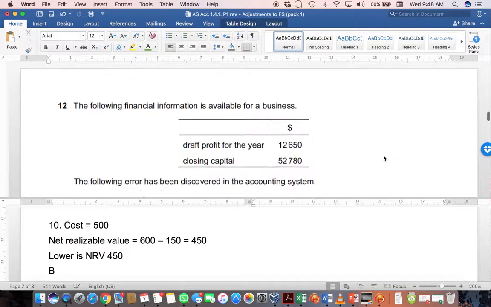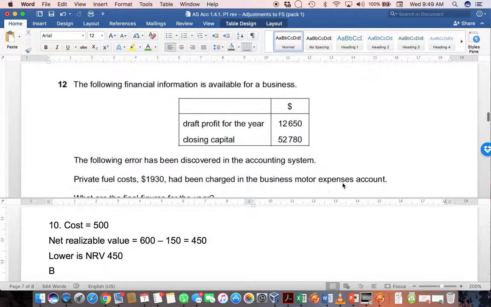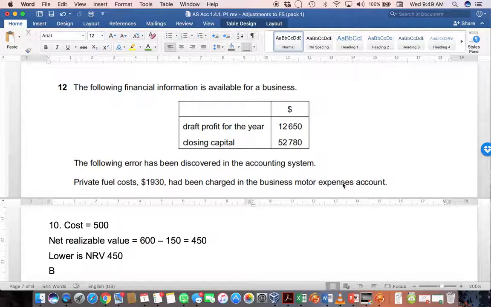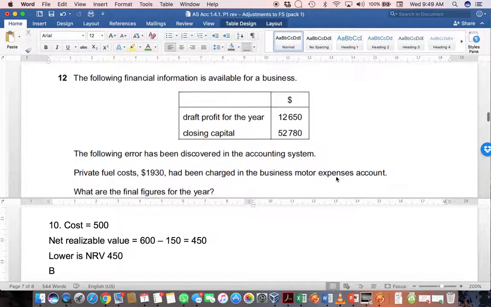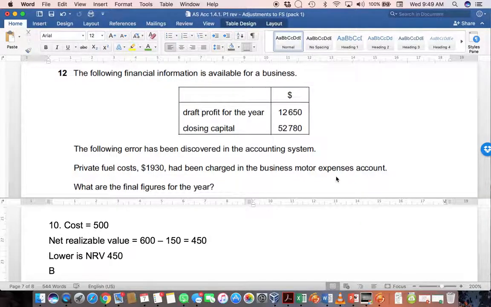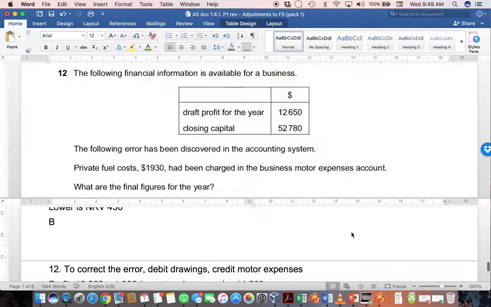Number 12. The following information is available for a business. There's a draft profit given and a closing capital. The following error has been discovered in the accounting system. Private fuel costs of 1930 had been charged in the business motor expenses account. So what that means is that this should have been recorded as drawings, but instead it was recorded as an expense. What are the final figures for the year?